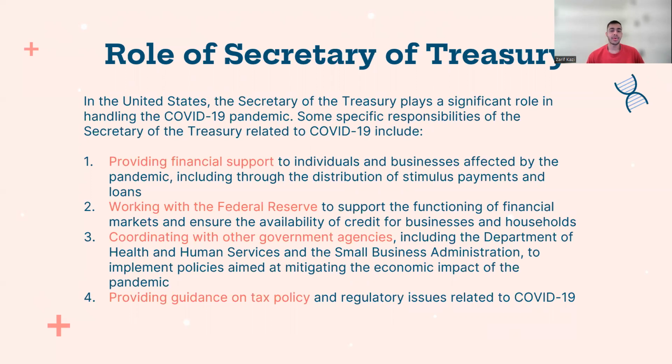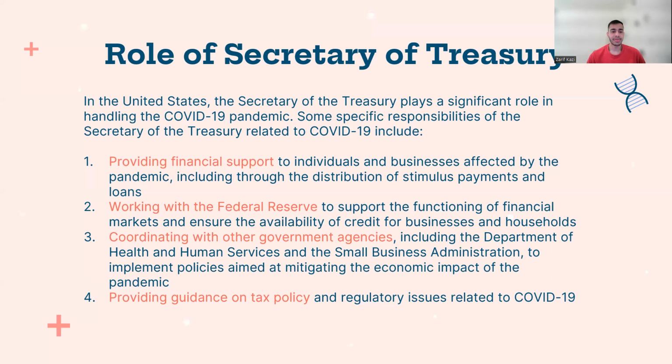And then number three, coordinating with other government agencies. As we mentioned, the Minister of Finance has to do the same. A couple of examples of who the Secretary of Treasury might have to coordinate with would include the Department of Health and Human Services, because it is largely a public health issue, and the Small Business Administration, because small businesses were massively affected by the pandemic. So they work with these government agencies to implement policies to mitigate the economic impact of the pandemic.